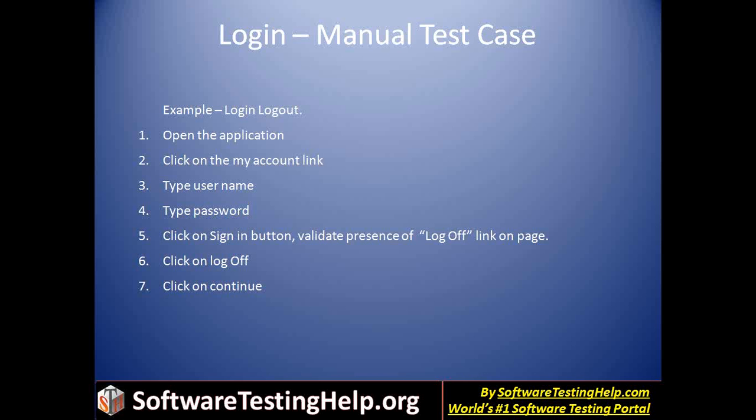So in them, we are going to pick up a very typical manual test case for login. So what are my steps for login? My steps are open the application, click on the My Account link, type username, type a password, click on the sign in button, and then I add my validation. Validate availability of a log off link or presence of a text on a page. Click on log off and click on continue button. That's a typical manual test case you will see being implemented by the testing team.